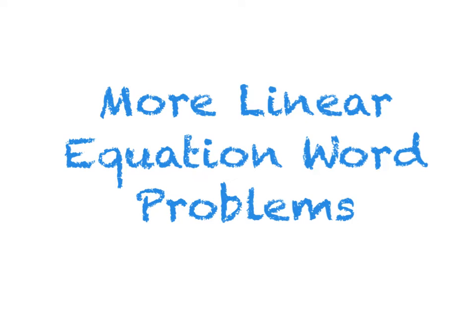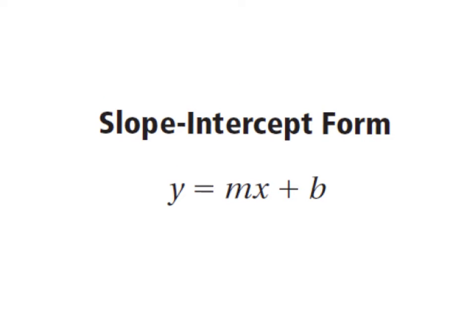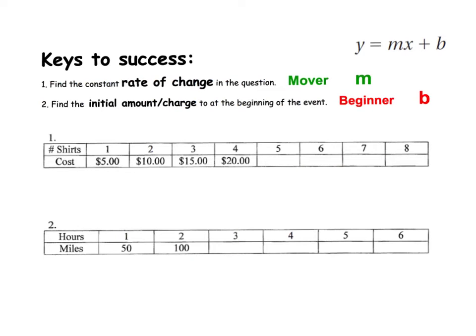We did this back in last week, 4.4b and 4.5b. We're going to talk about two different types of word problems. The first one is going to be dealing with slope-intercept form, y equals mx plus b. Remember the stuff up here. This is the part that I want you to make sure that you have in your notes.